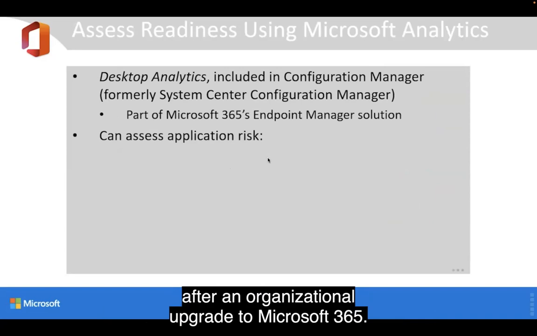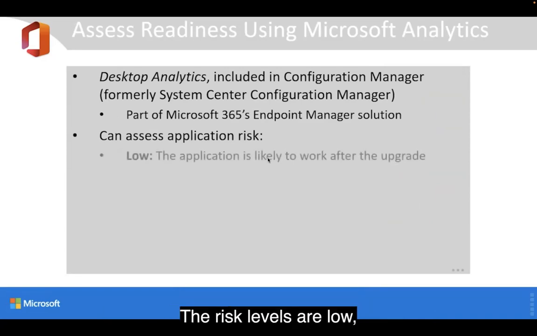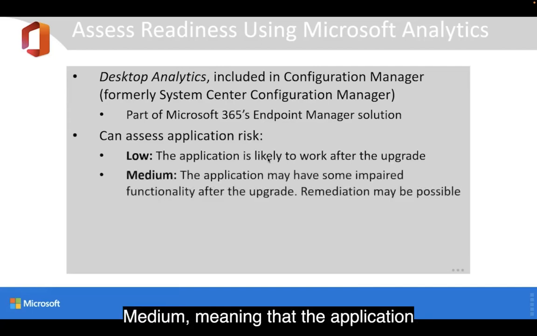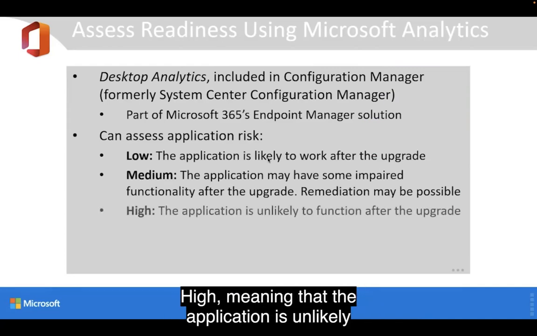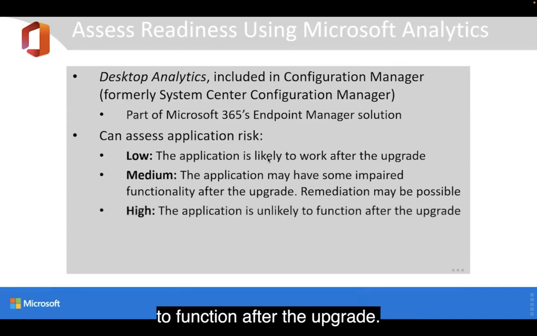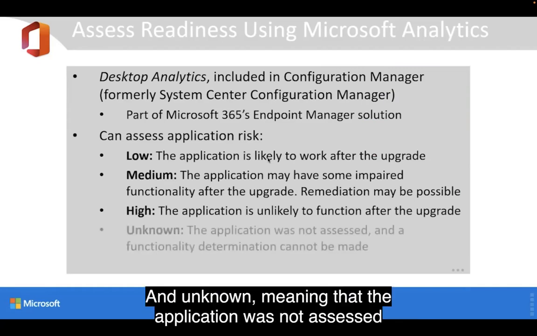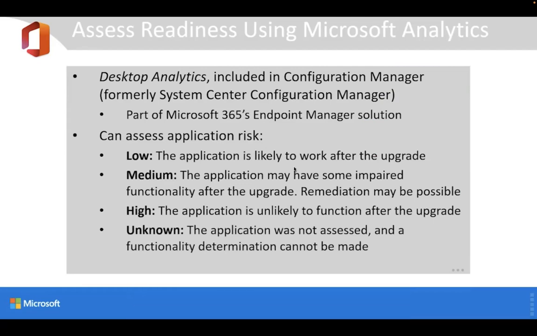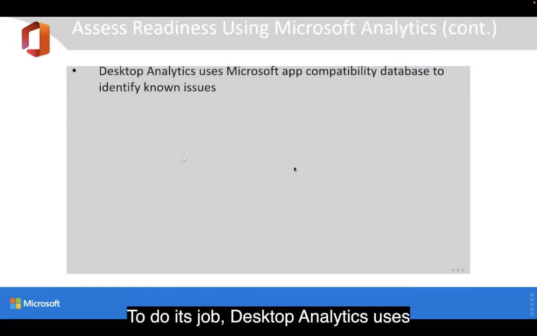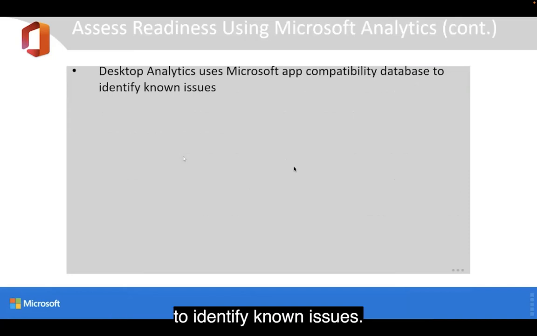to Microsoft 365. The risk levels are low, meaning that the application is likely to work after the upgrade; medium, meaning that the application may have some impaired functionality after the upgrade, though remediation may be possible; high, meaning that the application is unlikely to function after the upgrade; and unknown, meaning that the application was not assessed and no determination can be made. To do its job, Desktop Analytics uses the Microsoft App Compatibility database to identify known issues.